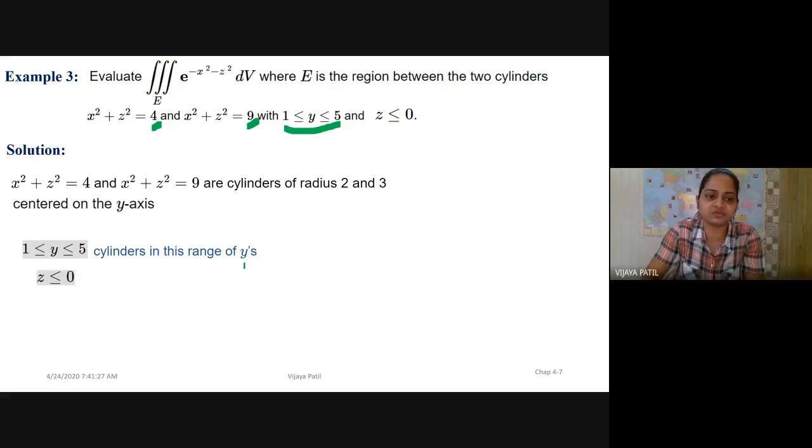So this is nothing but the range of y has been given, and z is less than or equal to 0. What is the significance? This is nothing but the lower half of the cylinder. That means we don't want to consider the z greater than 0 part of that cylinder, so it is getting cut by the z equals 0 part.